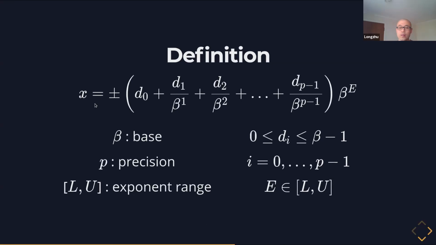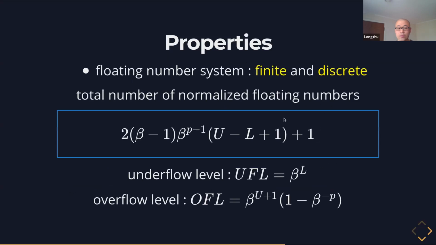With the setup of the lower and upper bounds, precision, and base, one question to ask is how many numbers this particular representation can represent, right? So it should be such. Can anybody help me explain this formula? Why is it such?